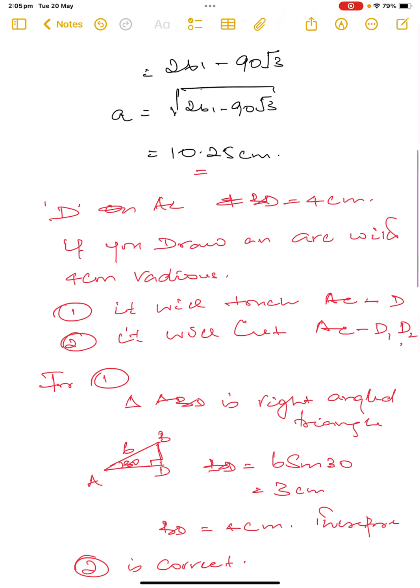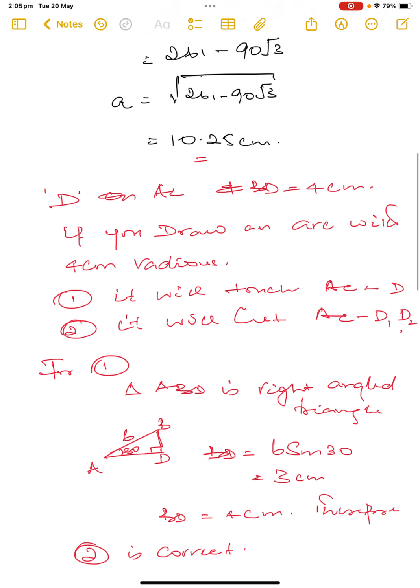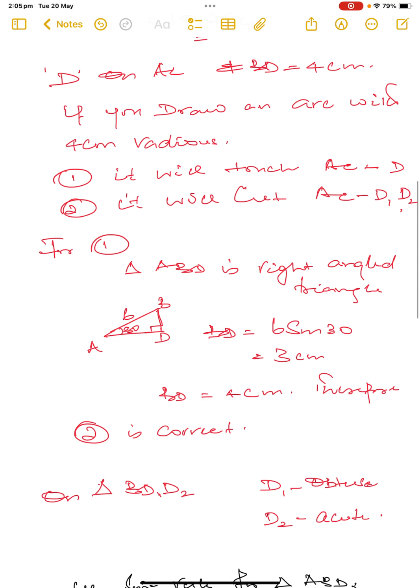So let's take both scenarios. The first one, it will touch AC, as we call it D, and the second, it will cut AC, then we take it D1 and D2. So possible values means that it's definitely cutting it, but we need to prove it or justify it. So take case 1, or option 1.